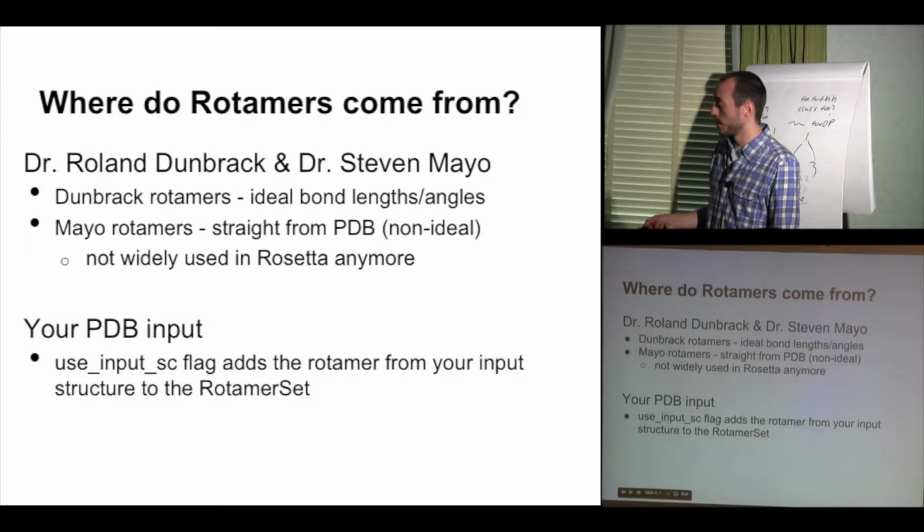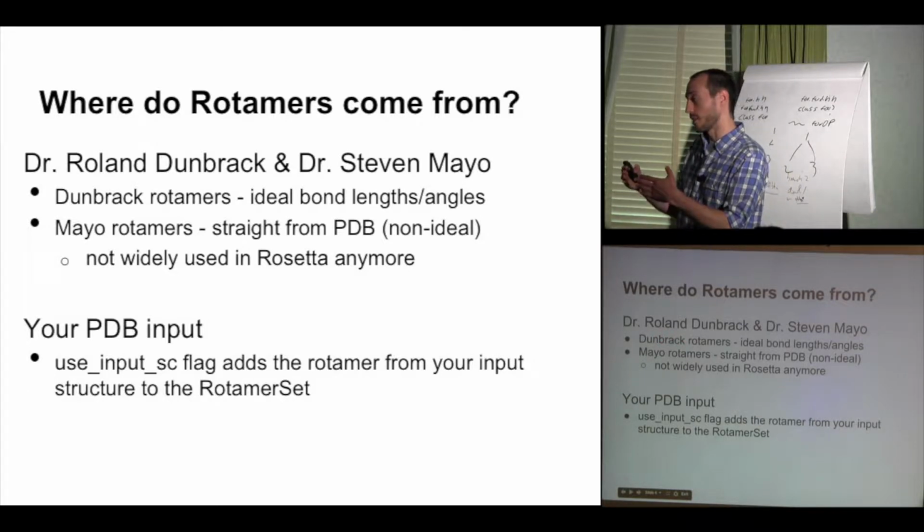Okay. So what's the difference would be my question. So the Rotamers that we use are idealized. So their bond lengths and bond angles have been set to ideal values. After extracting them from the PDB?